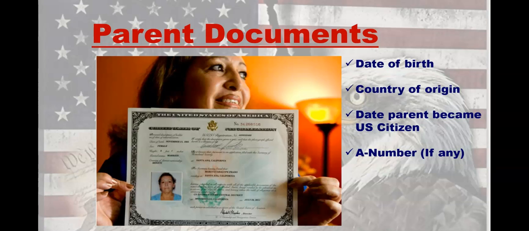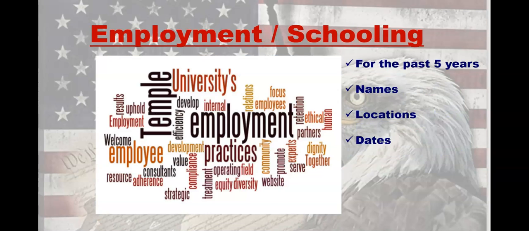The third document that you will need is parent documents. You need to be able to tell immigration the date of birth of your parents, the country of origin of your parents, the date your parents became United States citizens, and the A number, if any. So make sure you have that ready.